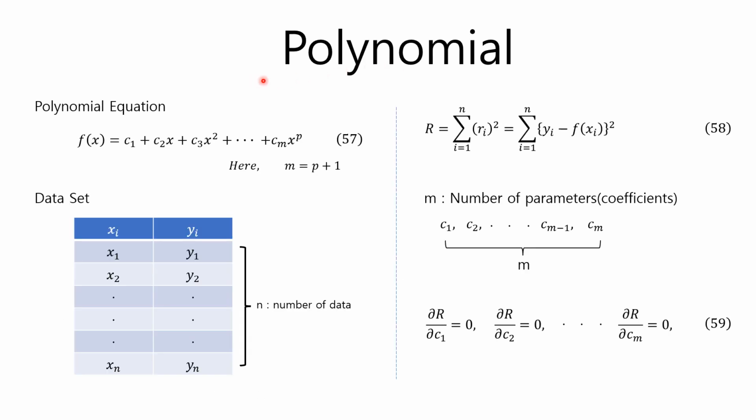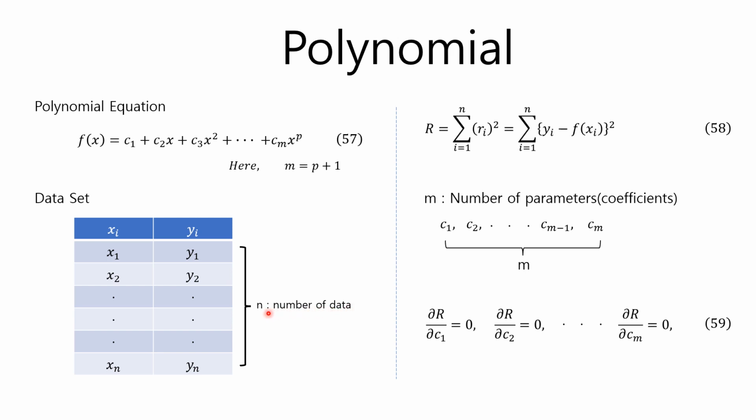Summarizing what has been explained so far, when the system function is a polynomial with degree p, equations for curve fitting can be derived. A general polynomial of order p can be expressed as equation 57. Here, if p is 1, it becomes a function of a straight line. From equation 57, we can see that the number of parameters we need to find is p plus 1. Therefore, we can see that the number of data for curve fitting must be larger than m, which is the total number of polynomial coefficients.